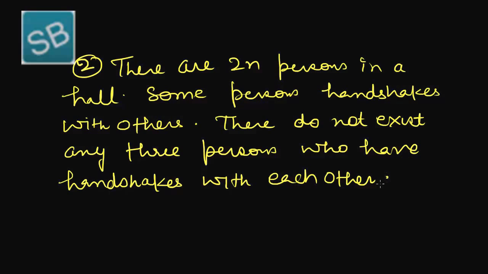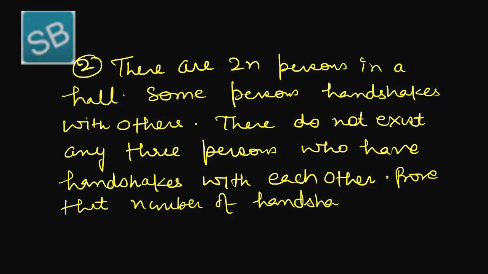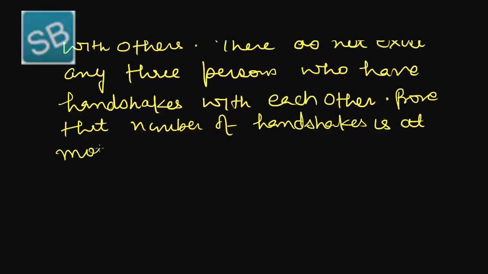That is, if there are three persons standing, A, B, C, then it is not possible that A handshakes with B, and A handshakes with C, and B and C also handshake. It will happen only that A handshakes with B or B handshakes with C. So C should not handshake with A, because if it is done, it will contradict that there do not exist any three persons who have handshaken with each other. So this is not possible. Prove that the number of handshakes is at most n square.